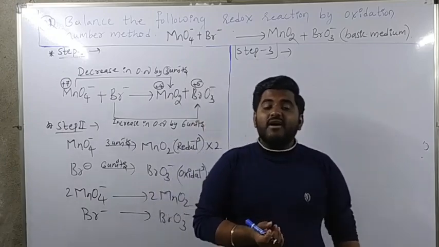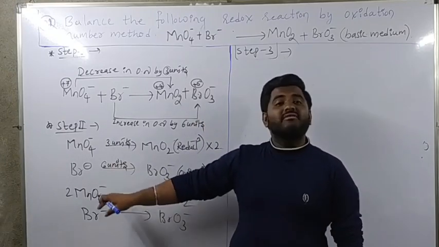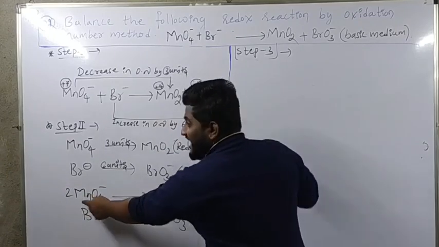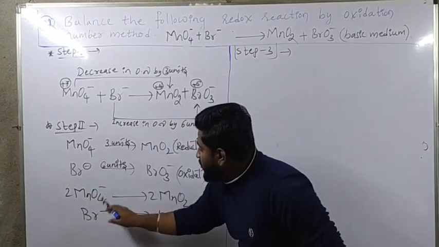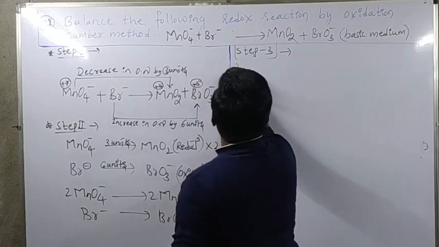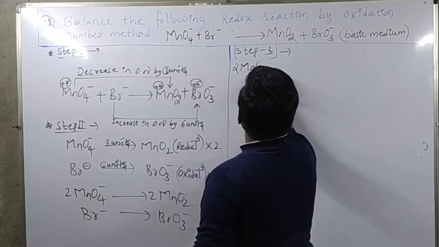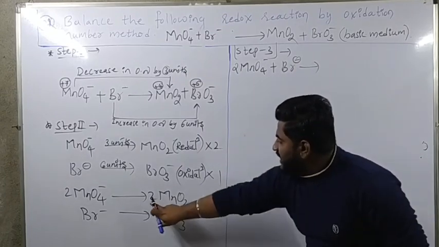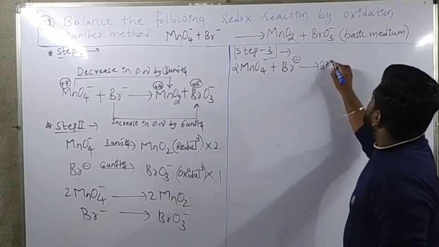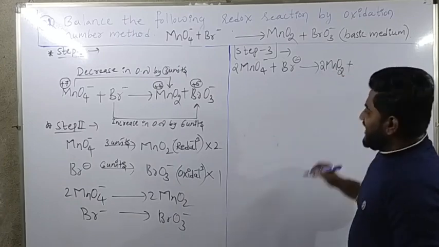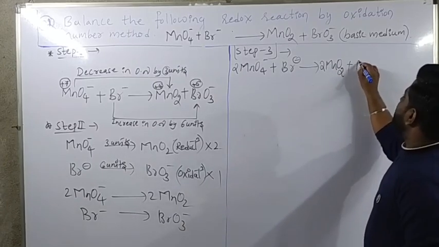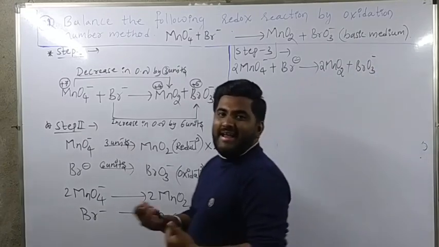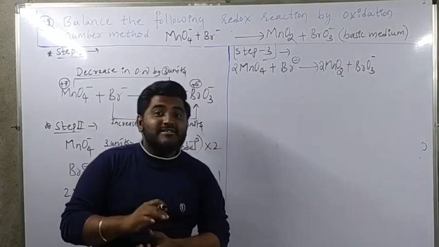Then what is the next step? We have to write by adding both the equations. We have to write one equation. Step 3, adding both the equations. On the LHS we have to add 2 MnO4 minus and Br minus. How much are we getting? 2 MnO4 minus plus Br minus gives rise to what? 2 MnO2 plus BrO3 minus. So by adding, we got this.